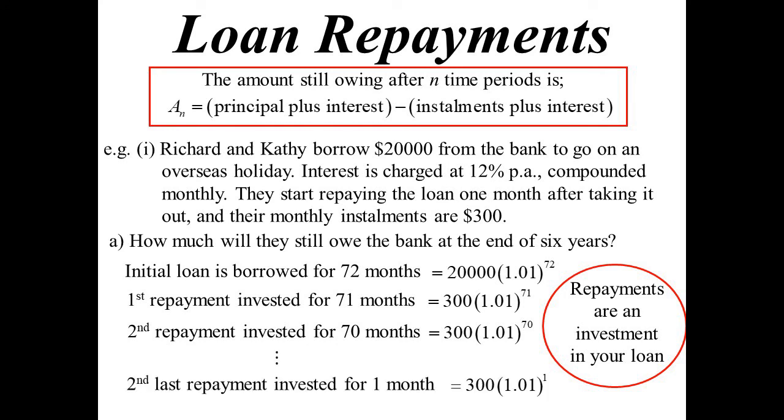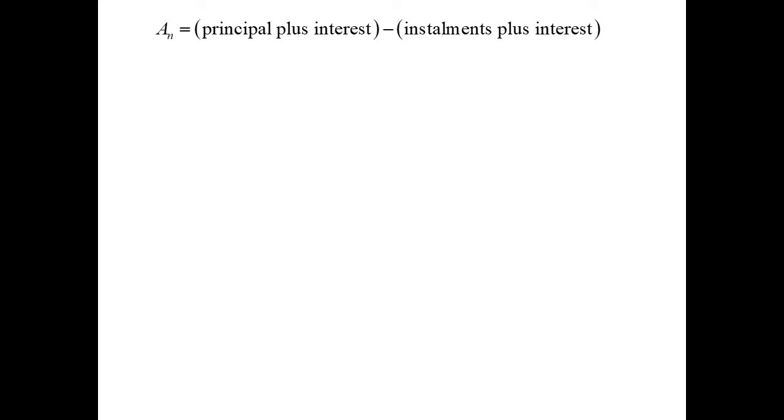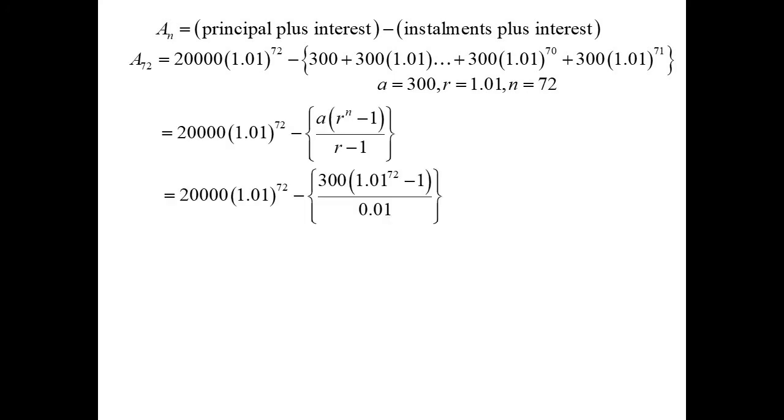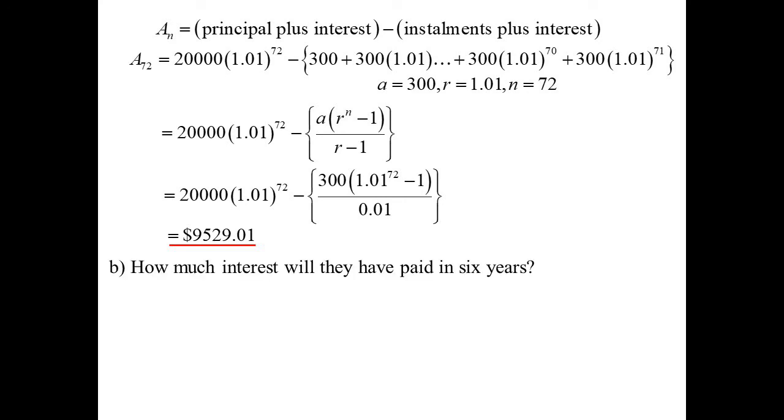So the second last repayment will be invested for 1 month. So the last one in this case will be invested for no months, because once I've made that last payment, we're done. Amount will be the difference between the two investments. So the first one just ends up being a compound interest, the amount I've borrowed. The second bit becomes a geometric series. So sub it into our formula, crunch the numbers, and we get $9,529.01.